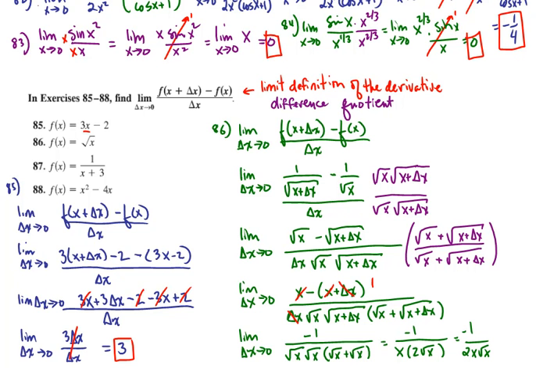Or if we wrote the x's as rational exponents, we would have negative 1 over 2 times x to the 3/2 power. And that will do it for 86.